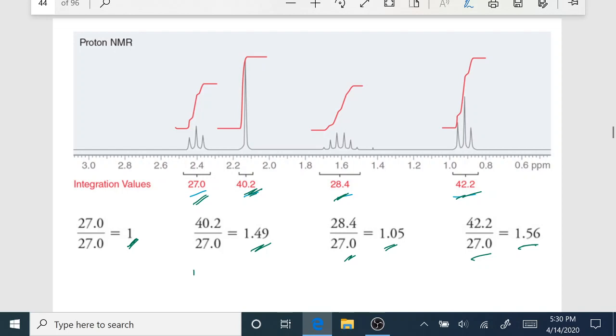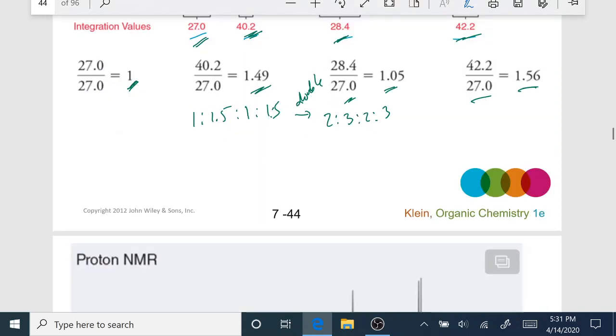So what does that give us? It gives us a 1 to 1.5 to 1 to 1.5 ratio. Well, we can't have half an atom, so what do we need to do? We need to double it. We're going to double it. That's going to give us a 2 to 3 to 2 to 3 ratio. Okay?